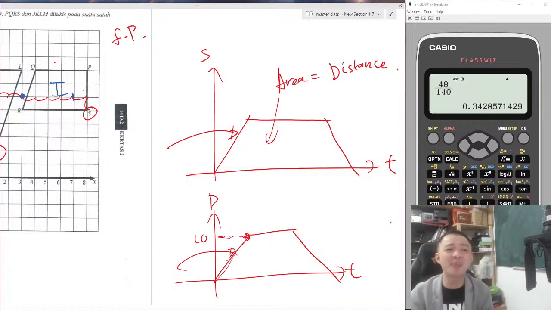I think speed time graph is more famous than distance time graph, if you ask me. Because speed time graph you have more work to do. Distance time graph normally is easier.